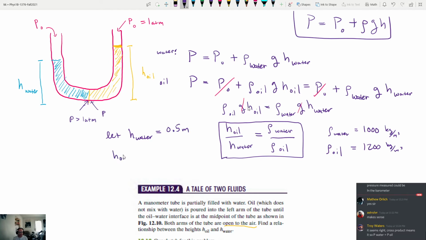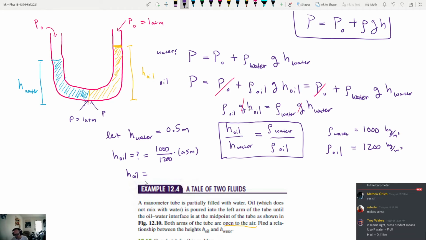Let's calculate what the height of the oil would be then. According to our equation, the height of the oil would be equal to the density of water over the density of oil. So that's 1,000 over 1,200 multiplied by 0.5 meters. And we get that the height of the oil, in this case, would be less than the height of water. I should have chosen 0.6. 0.5 times 1 divided by 1.2, so slightly less, you get 0.42. So does this make sense?